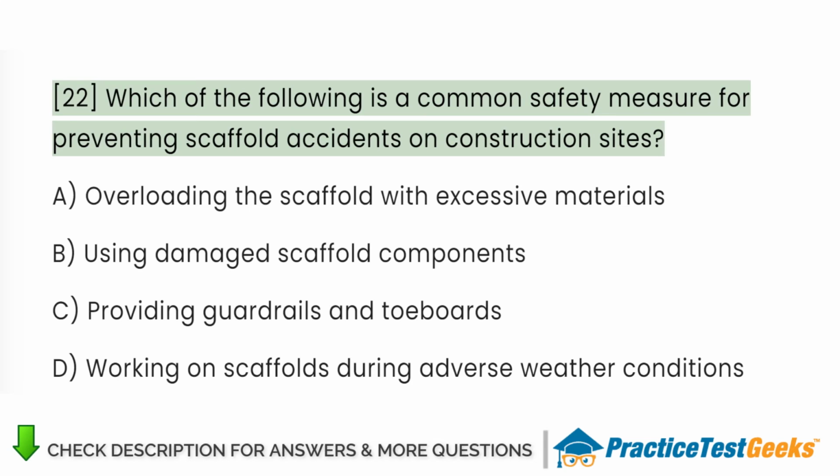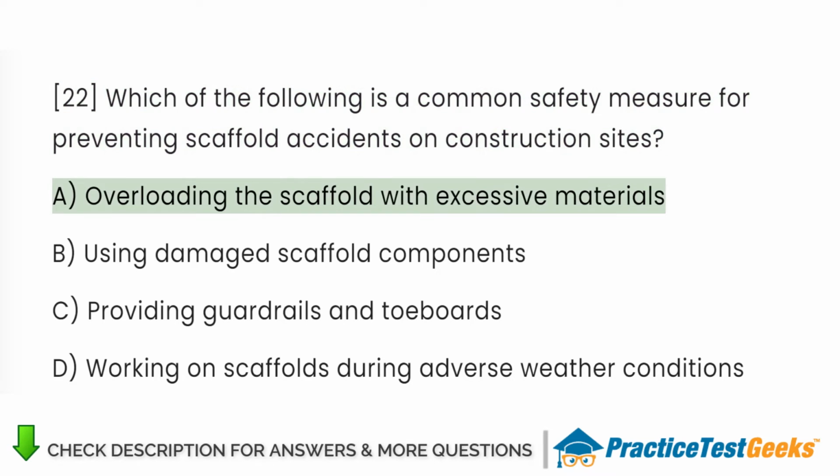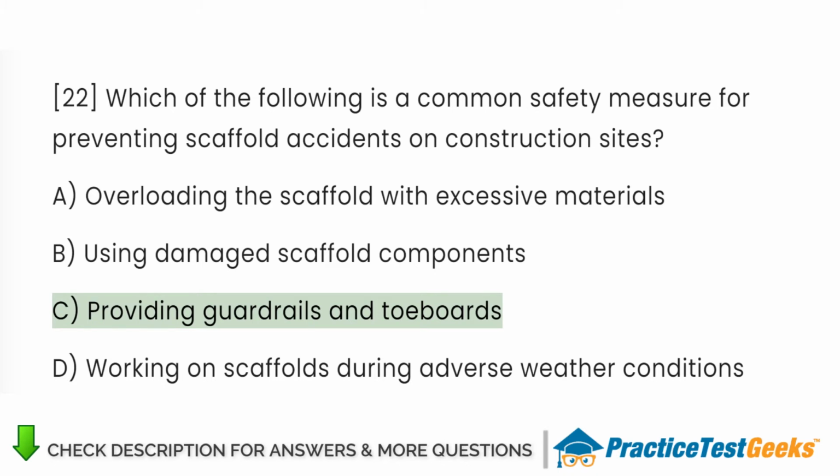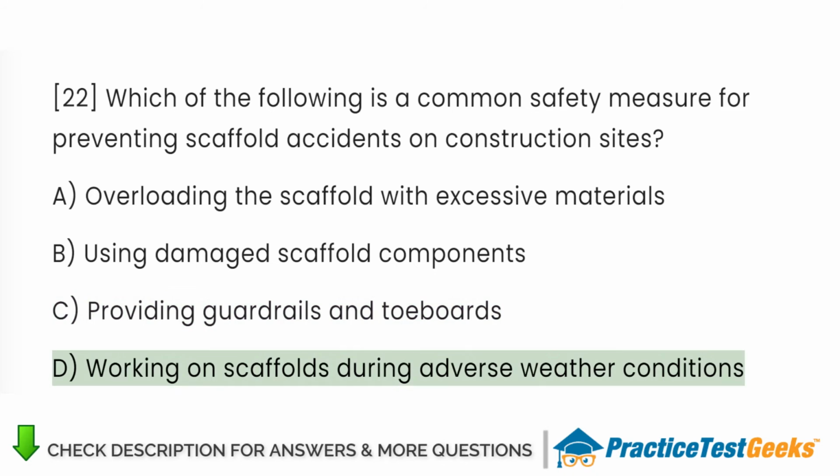Which of the following is a common safety measure for preventing scaffold accidents on construction sites? A. Overloading the scaffold with excessive materials. B. Using damaged scaffold components. C. Providing guardrails and toe boards. D. Working on scaffolds during adverse weather conditions.